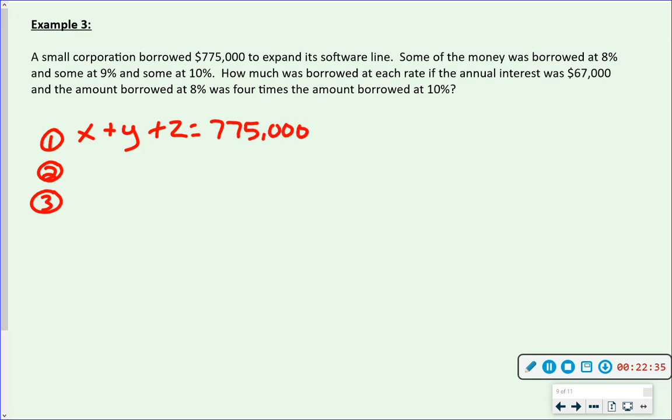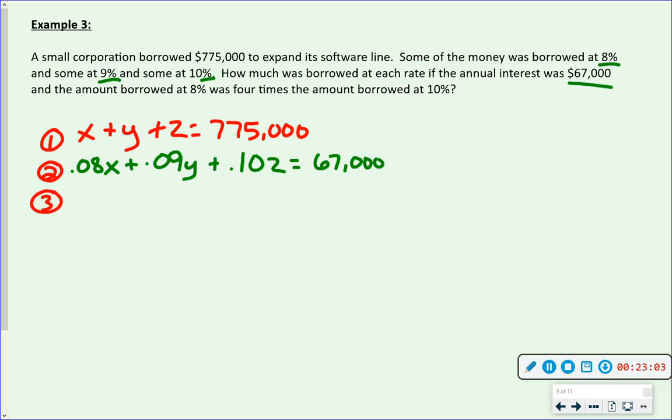My next equation, the percents always go with the interest. So I'm kind of just adjusting this red equation. I'm going to put the percents on. So 0.08x, 0.09y. I'm going decimal because I don't have a percent key on a graphing calculator. And of course, our interest, $67,000.